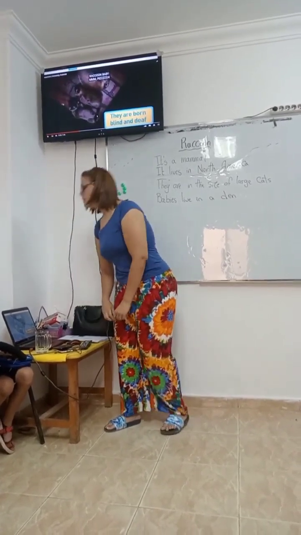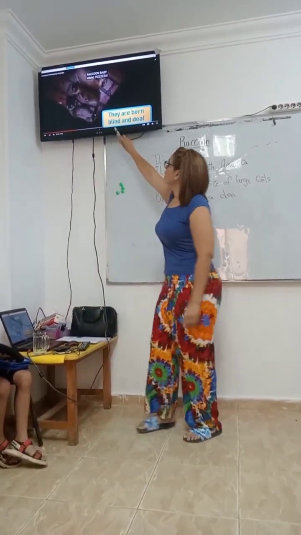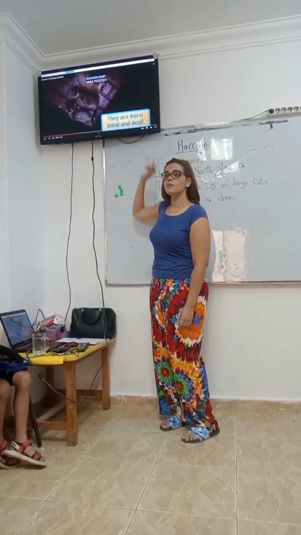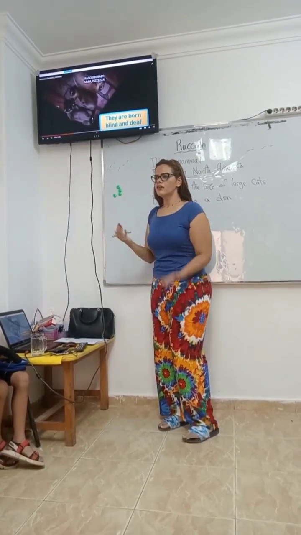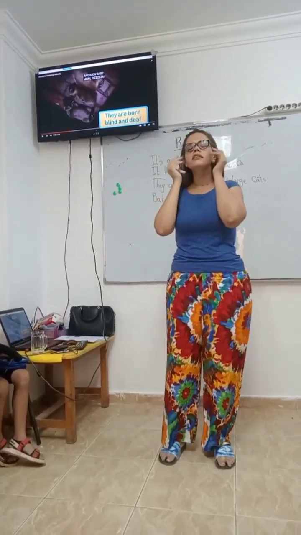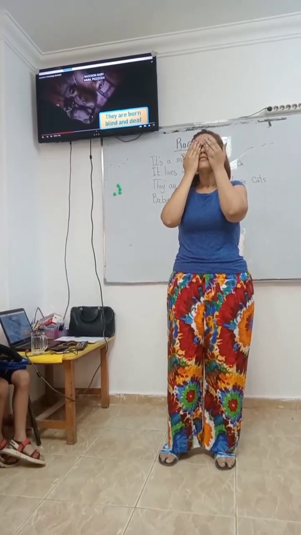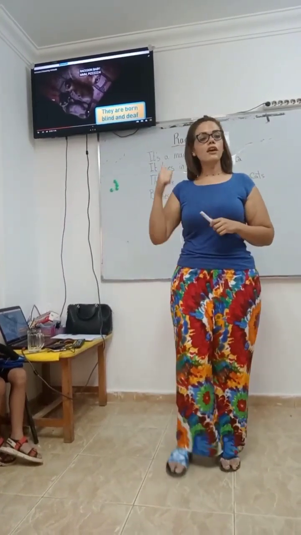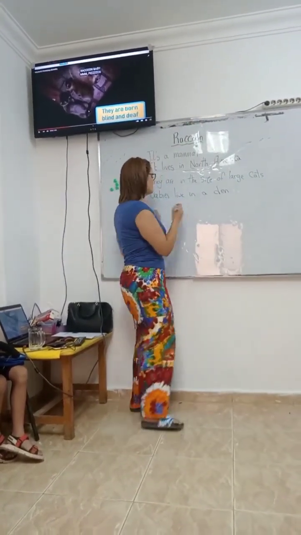Eight weeks later. Can you see this? They are born blind and deaf. Raccoons are born blind and deaf. What does it mean? When they are babies, they are blind. Blind means they can't see, and deaf means they can't hear. Great job. Again, raccoons are born blind and deaf.